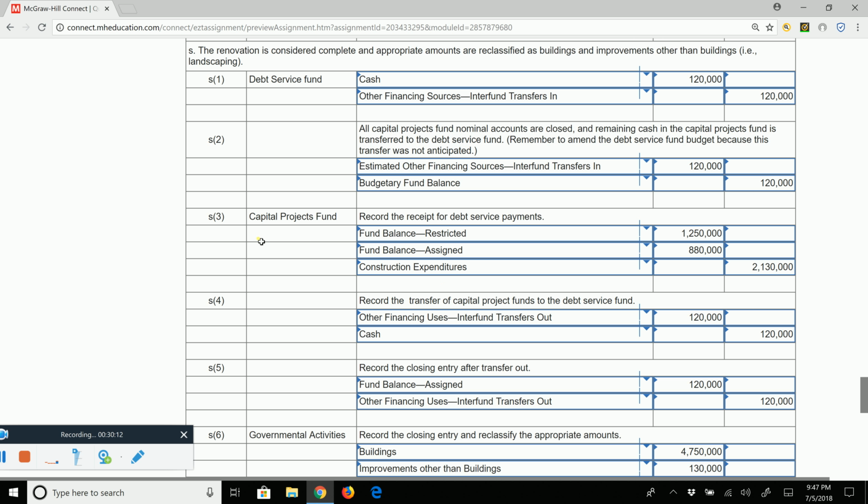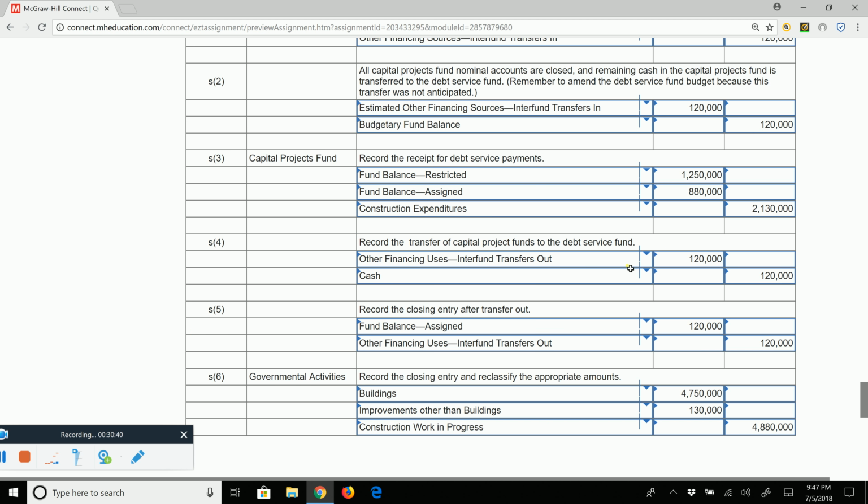All right, now in the capital projects fund, because the project is complete, we will close out our expenditure account with a credit. We're going to close them out to our fund balance accounts. Remember, our assigned fund balance was $1 million, but $120,000 came in unexpectedly, so we're going to close out only $880,000 to assigned fund balance, and the remainder to restricted. And S5 is to close out that other financing use account. After we transferred it out, we'll close it out with a credit, and the debit goes to fund balance.